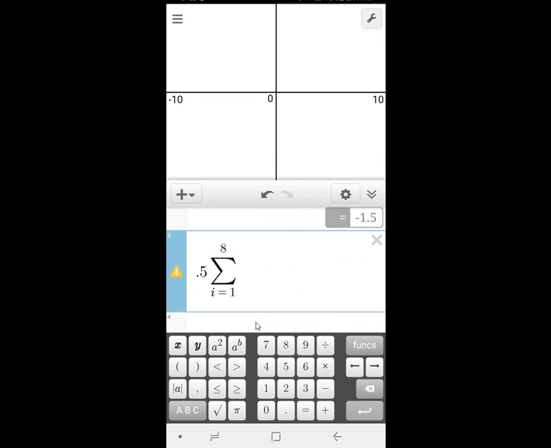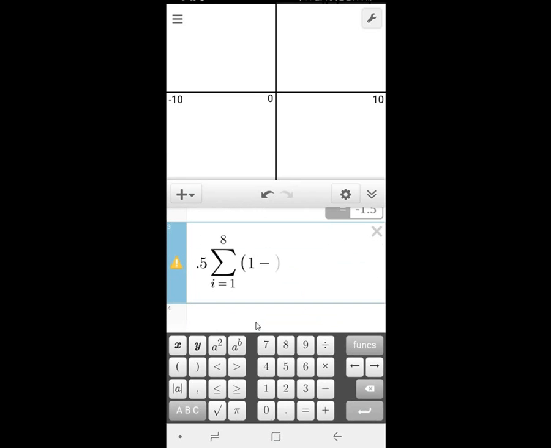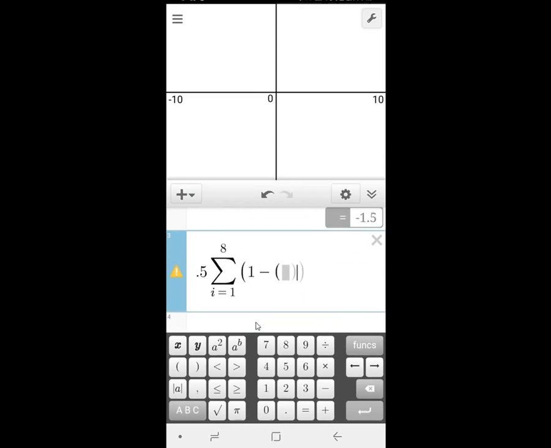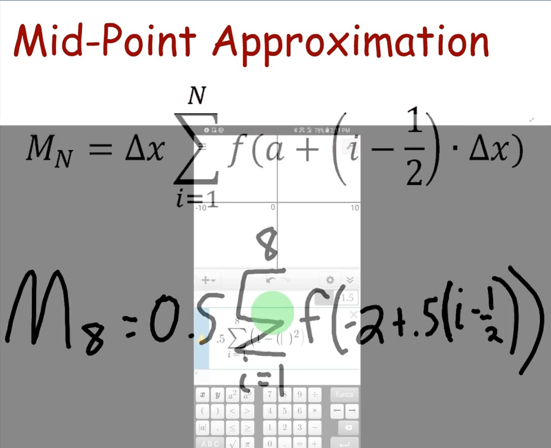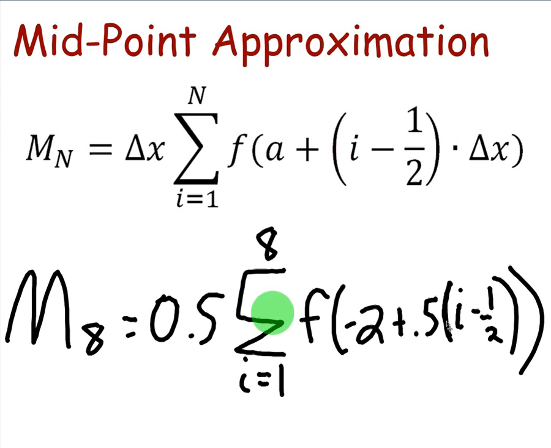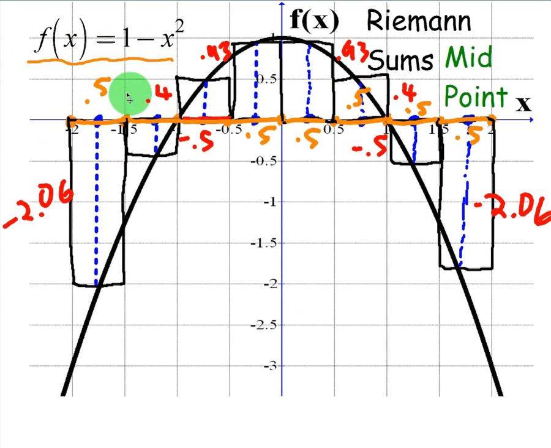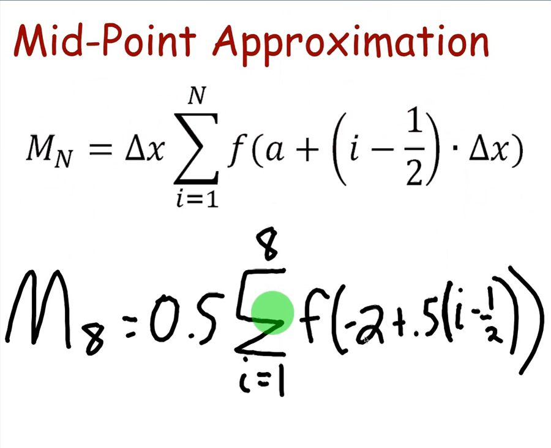And then I'm going to type in parentheses because I'm going to be plugging in a function with the counter inside of it. So it's going to be 1 minus x squared. I'm going to put parentheses wherever the x is, and square it. Now, what's different here is we're plugging in -2 plus 0.5 times I minus 1/2. Again, the I minus 1/2 offsets it to ensure that we're doing the midpoint approximation. I minus 1/2 makes sure that our y values of the heights are determined by halfway between. So I'm going to do -2 plus 0.5 times I minus 1/2 in there.